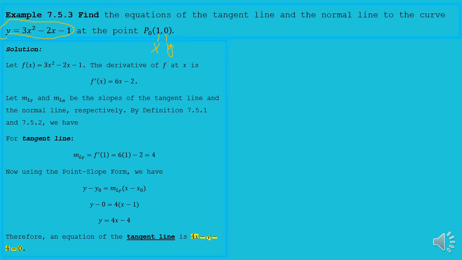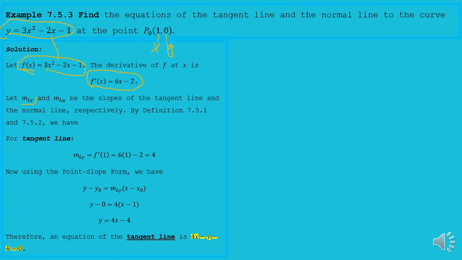So let f of x equals 3x squared minus 2x minus 1. Yes, kasi given natin si variable y, pwede nating palitan ng f of x because y is just equal to f of x. And then after that class, kunin nyo lang yung derivative nito. Take note, derivative ng given curve. Okay, so yung derivative of 3x squared minus 2x minus 1 is 6x minus 2. Gagamitin natin para makuha ang slope ni tangent at ni normal line.